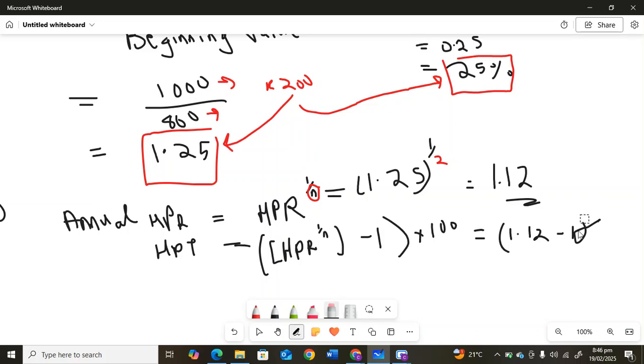1.12 minus 1 is 0.12, times 100%, 12%. So your return is 12% on a yearly basis.